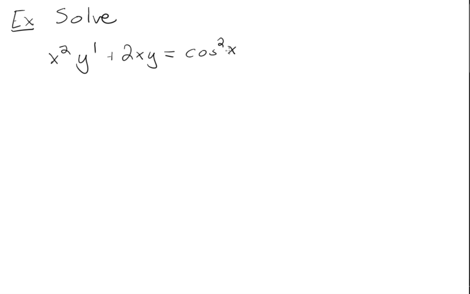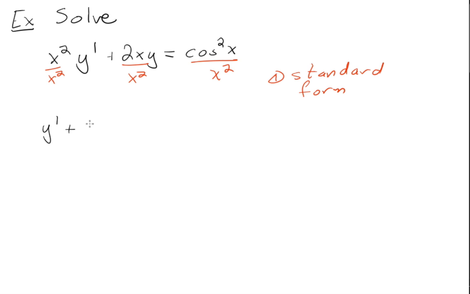All right. So, what do I do first? Okay, so put it in standard form. We put it in standard form by dividing through by x squared. So then I get y prime plus 2 over x times y is equal to cosine squared x over x squared.